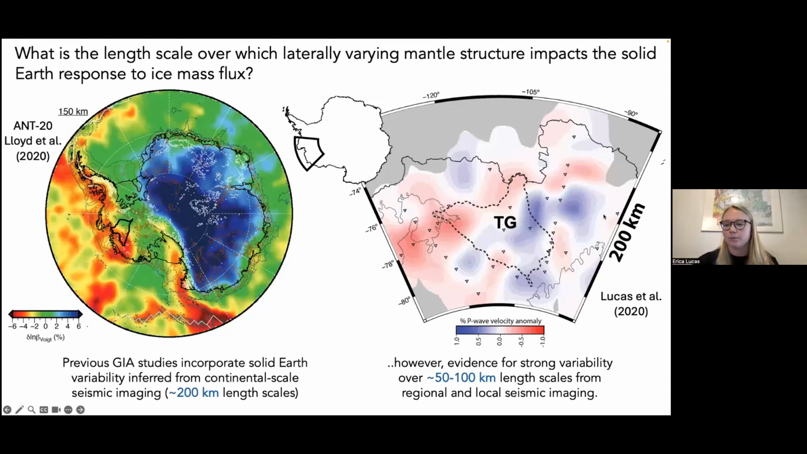So we know that portions of West Antarctica are underlain by particularly low viscosity upper mantle. But the question is, what is the length scale over which laterally varying mantle structure actually impacts the solid Earth response to ice mass flux?